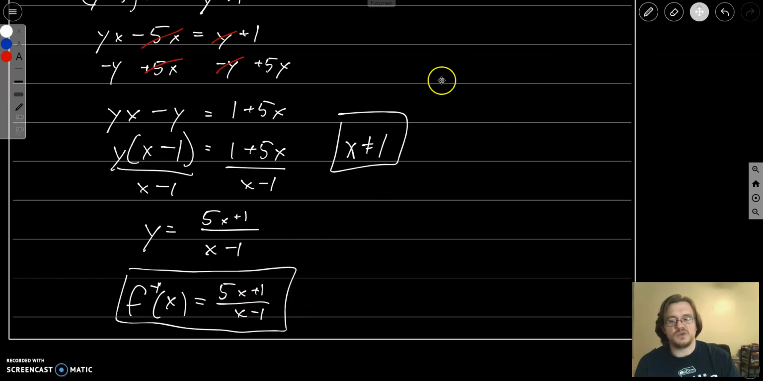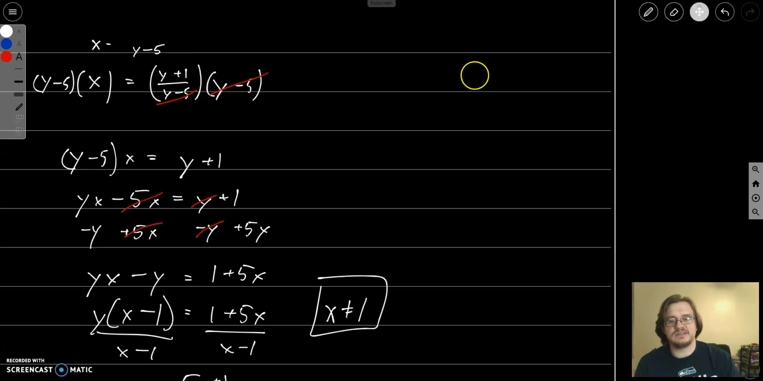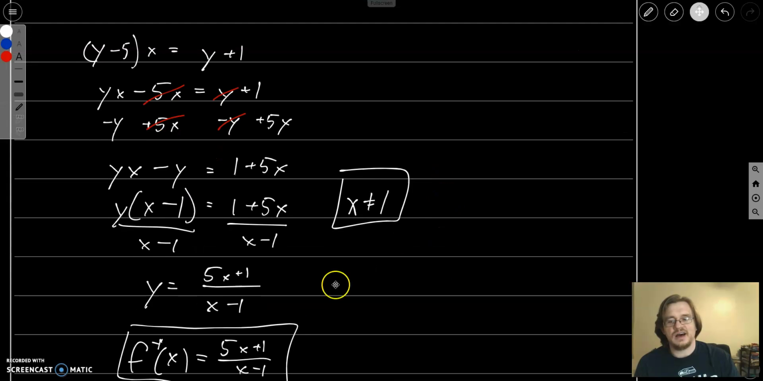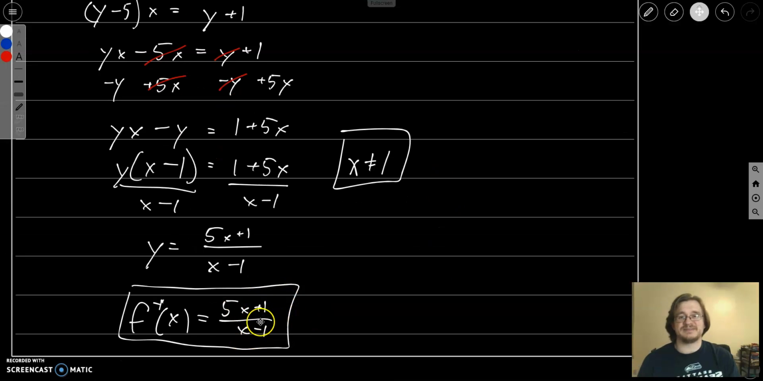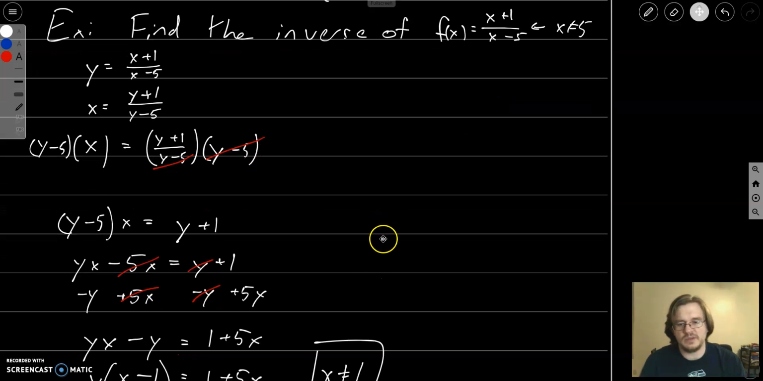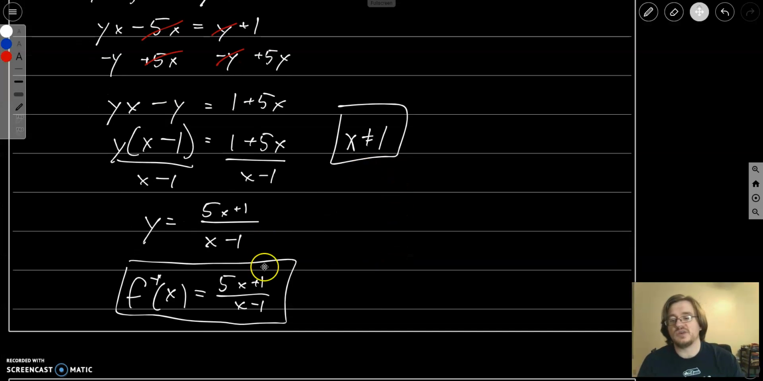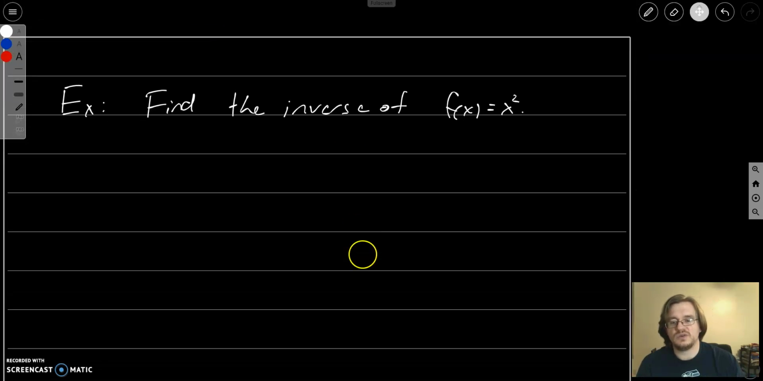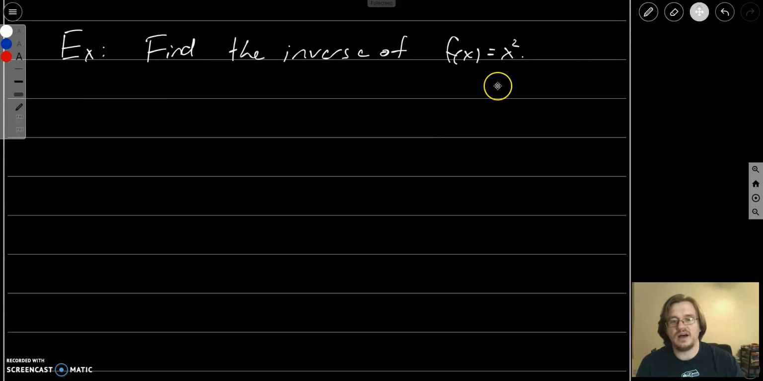This is one of the functions where, when you look at this versus the original function, x plus 1 over x minus 5, this inverse is not as obvious to me. However, to plug it in and check that it is the inverse would take a little bit long, so I'm going to skip that step for now. It's something that I would encourage you to try: plugging these functions into one another and making sure that they are inverses of one another. So let's do one more quick example.